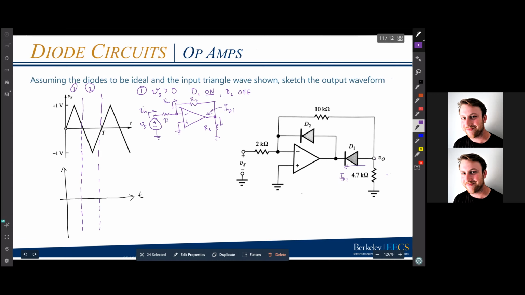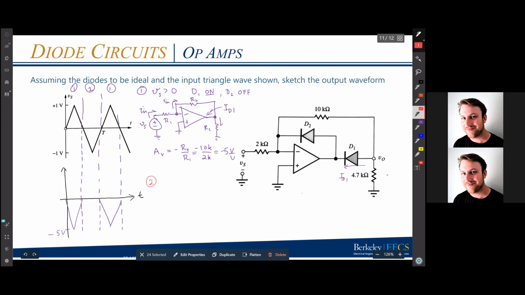I'll just say this is generally like R2 and R1 for my inverting amp. And so this assumption we made brought up no contradictions. And so in this case, our gain is just negative R2 over R1. Well, we have 10K, 2K, so we have a gain of negative 5 volts per volt. So for region 1, where VS is positive, we will just get an inverted signal with 5 times the amplitude. Okay, so that's case 1.